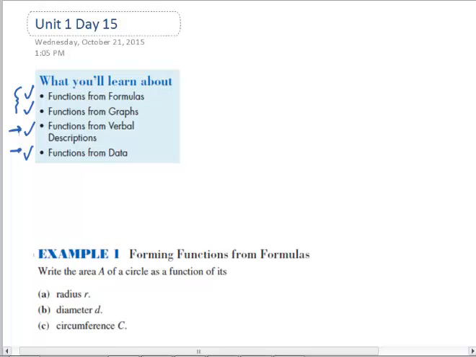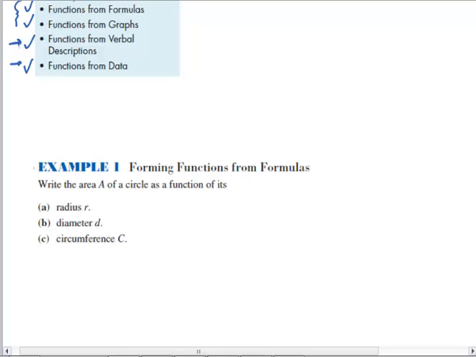So anyway, if you look at the first problem, we have an example where they want us to write the area of a circle as a function of radius, diameter, or circumference. So a lot of times we just have this formula memorized. We know that the area is equal to pi r squared. So using function notation, we would say area is a function of radius, and that equals pi r squared. So that's something that we would get off an equation sheet. You should have that memorized by now.